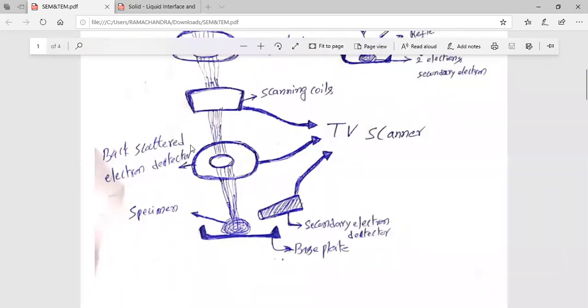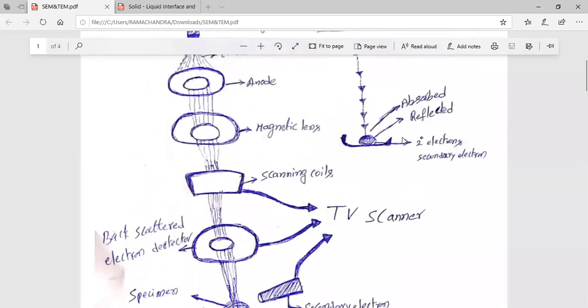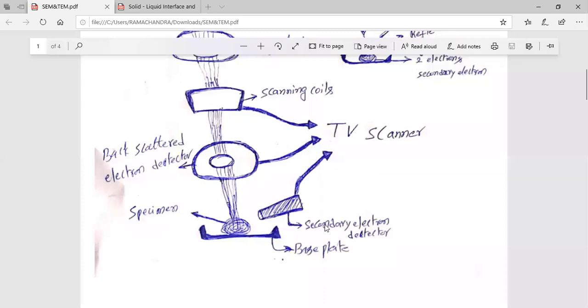So reflection: the electrons reach the specimen and get reflected. Those reflection signals can be detected by using the backscattered electron detector. In case they form any secondary electrons when they reach the atoms, those secondary electrons can be detected by using the secondary electron detectors. So it is passed upon the specimen.